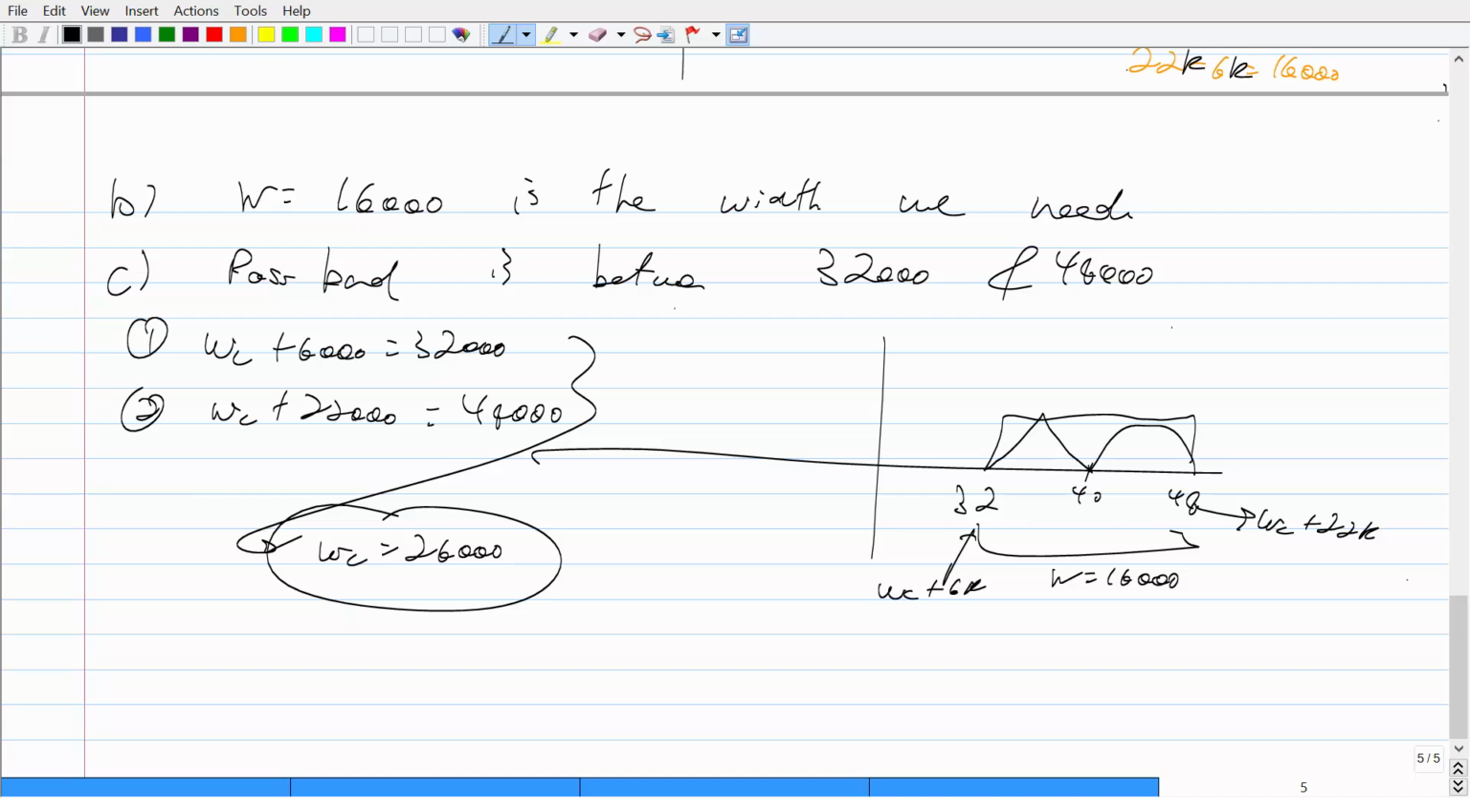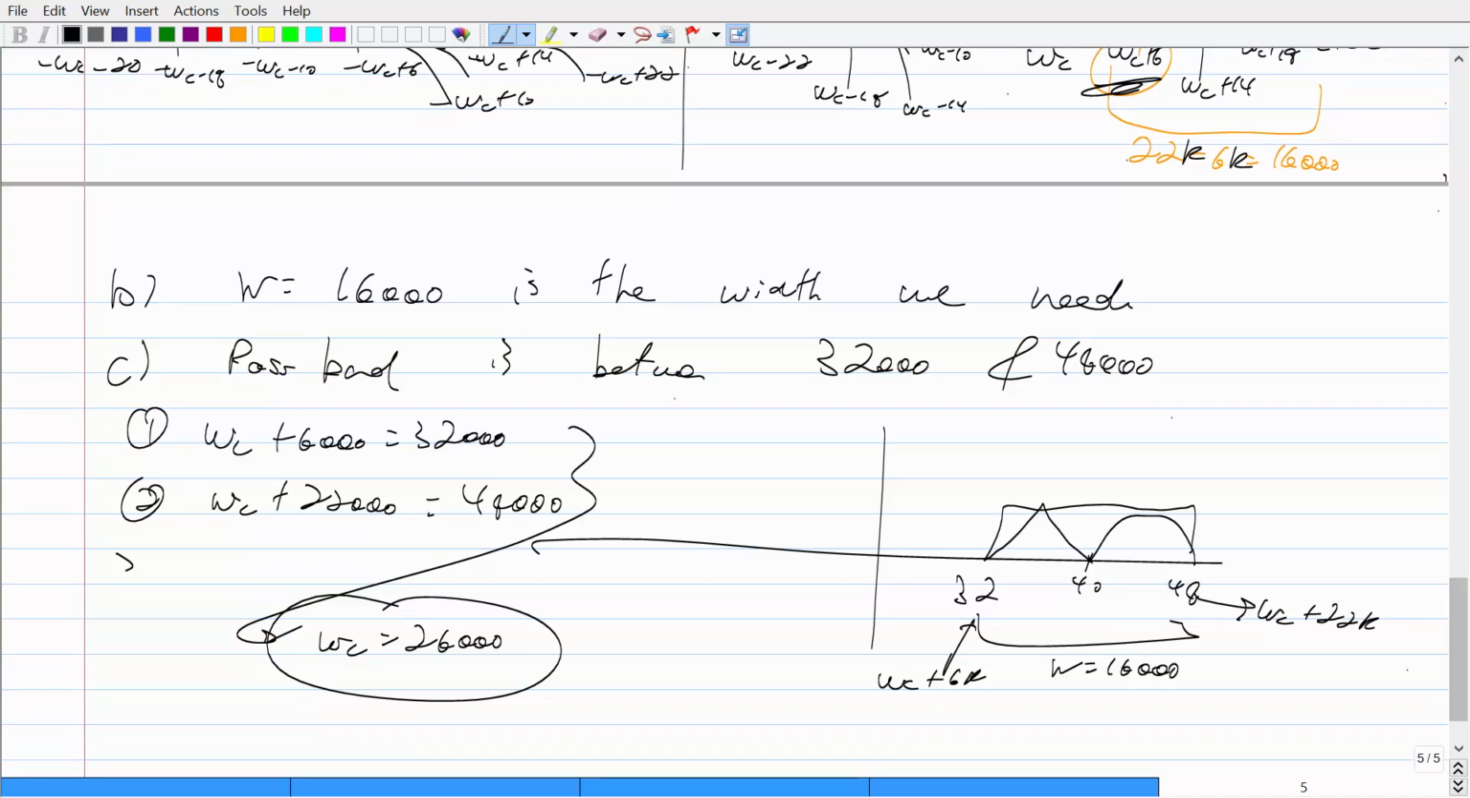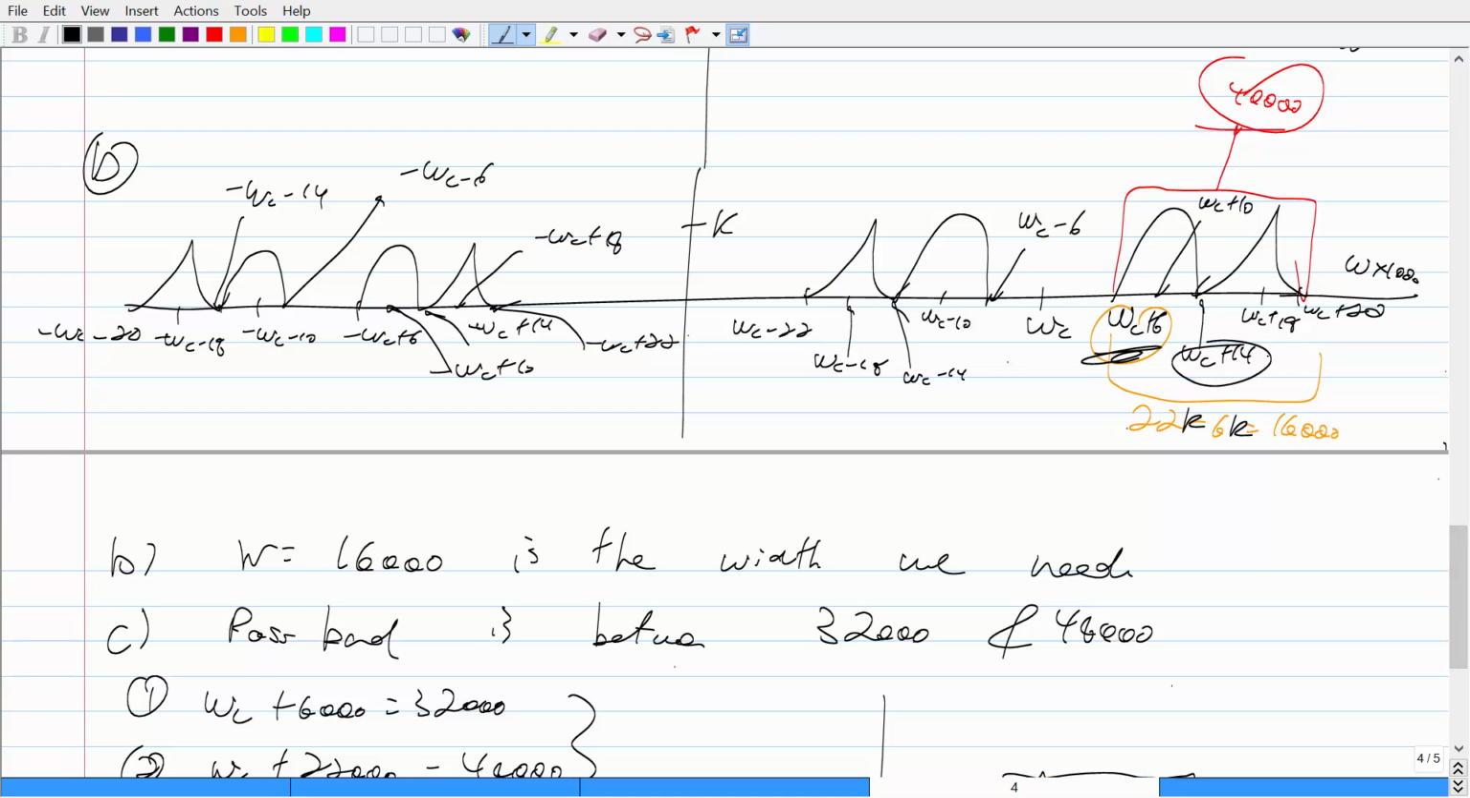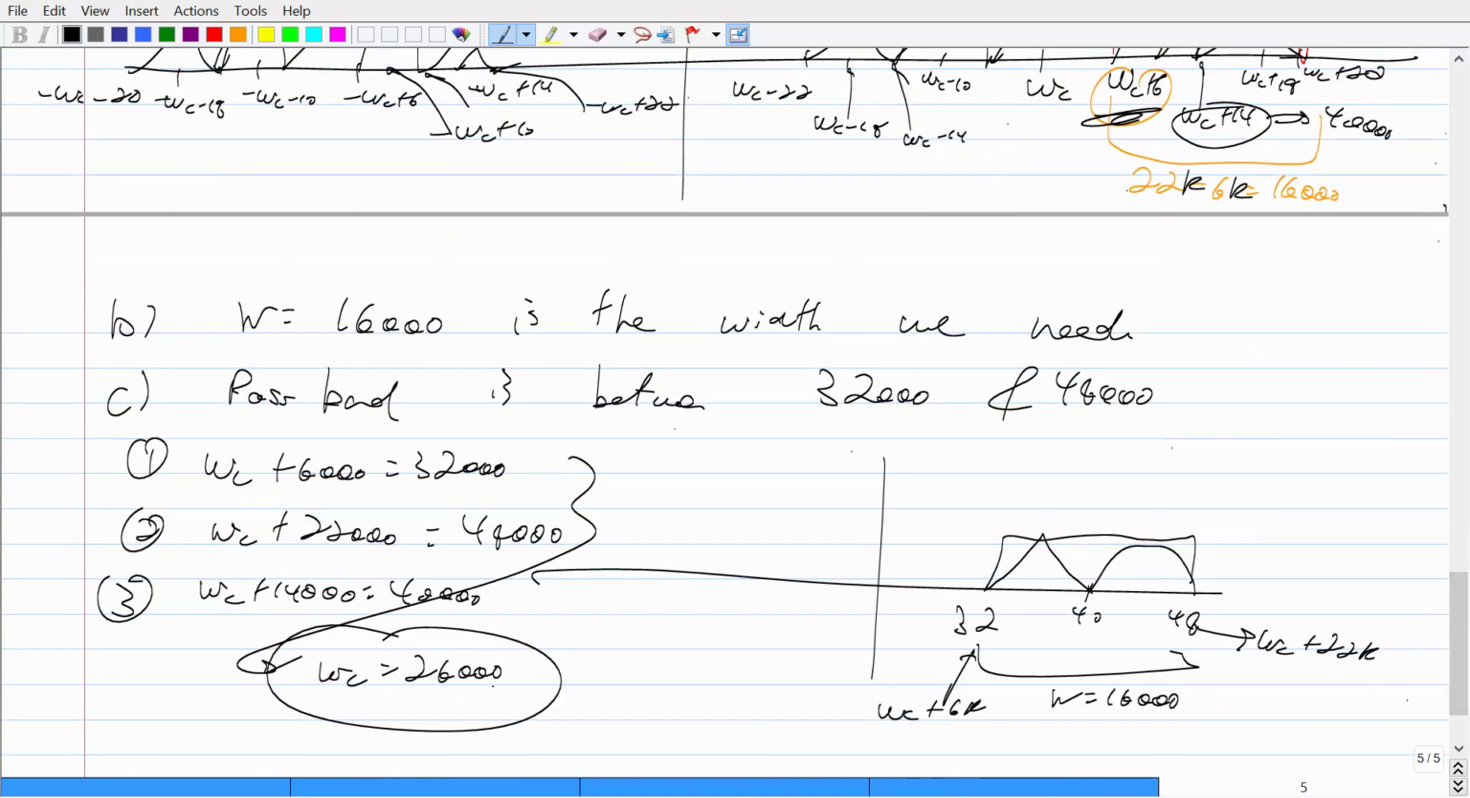Yeah, you can also do omega C plus 14,000 is equal to 40,000. Same thing, and you also get 26, right? Because at the center here, you want to make this equal to 40,000. Same thing, doesn't matter, because you're shifting all the frequencies by the same amount. So you can either do the end, the middle, or the beginning. Any one of these 3 will give you the same answer, which is 26.